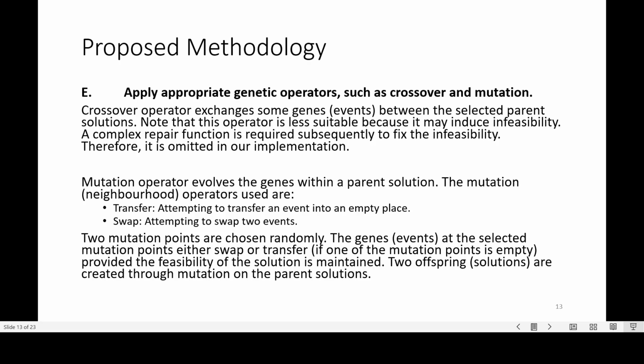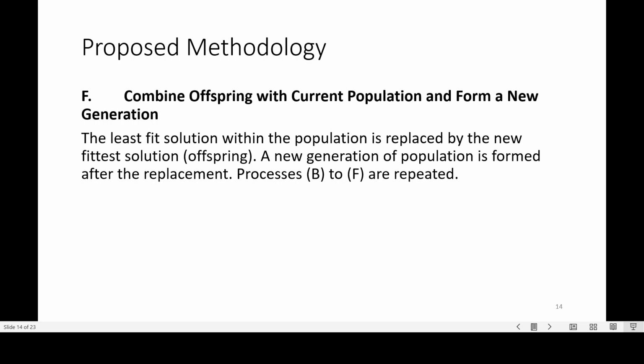Two offspring are created through mutation on the parent solutions. Combine offspring with current population and form a new generation. The least fit solution within the population is replaced by the new fittest solution. A new generation of population is formed after the replacement. Processes B to F are repeated.